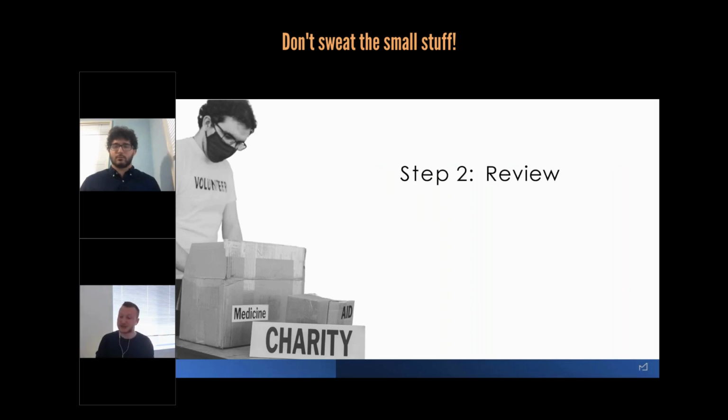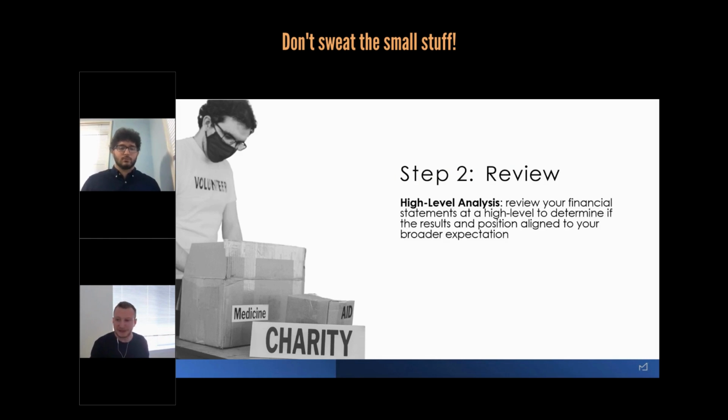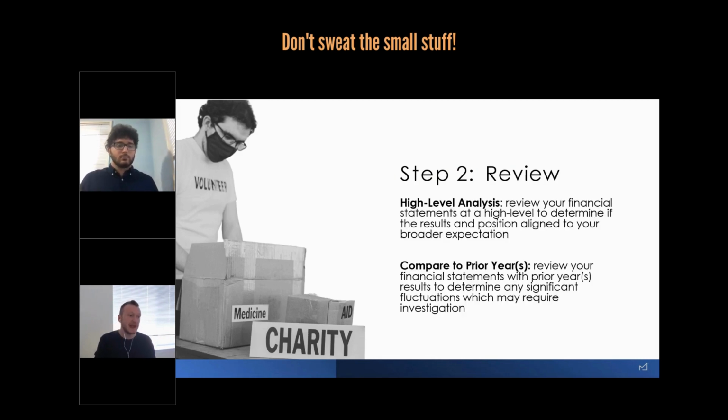Step number 2 in our process is to review. Now, the first thing that I would do, and I'm actually going to bring the 2 points together here, is a high-level analysis, including comparing to prior years. So in step 1, we obtained our financial statements from our accounting software. And again, using our intuition, using our knowledge of our operations, take a look at those numbers. Are they aligned to your expectation?